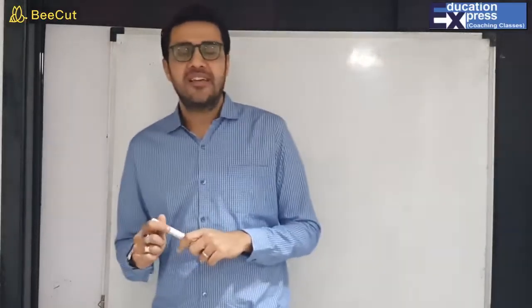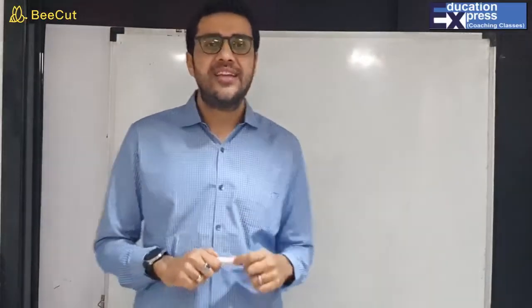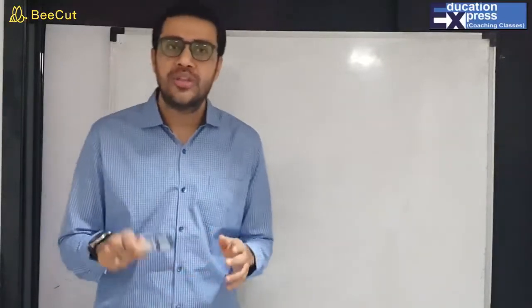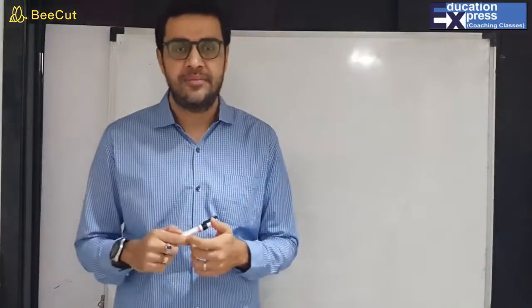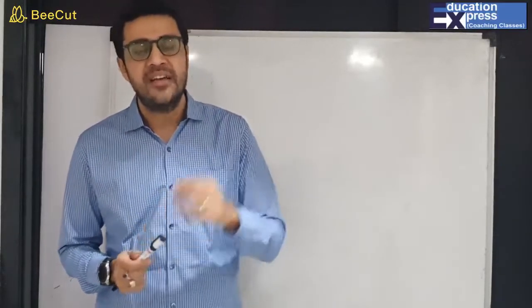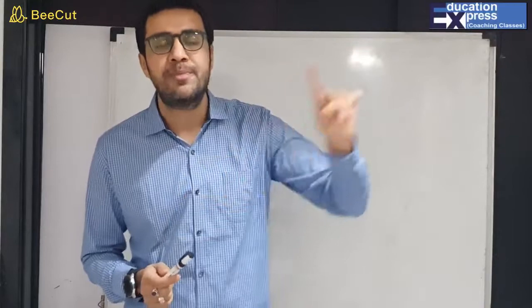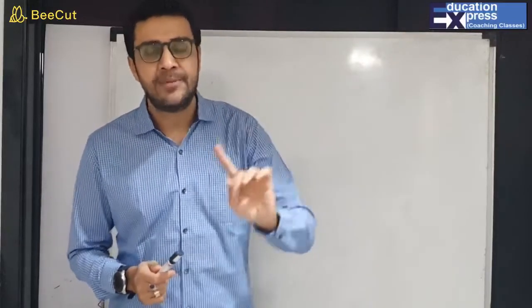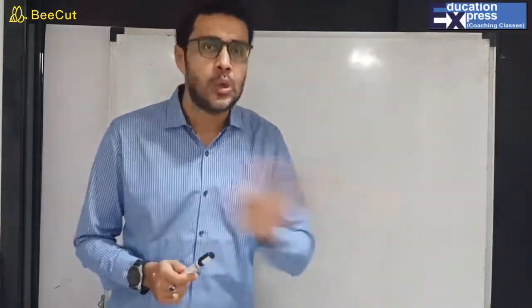Before 5 years, if he wants to resign, then he has to give his resignation to whom? To the vice president. If the president has to resign, he has to give his resignation to the vice president, and the vice president shall communicate it to the speaker of the Lok Sabha.